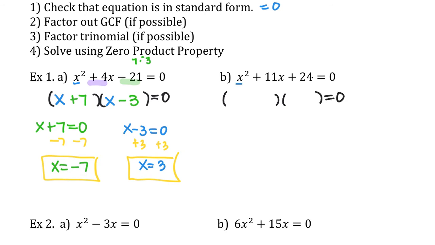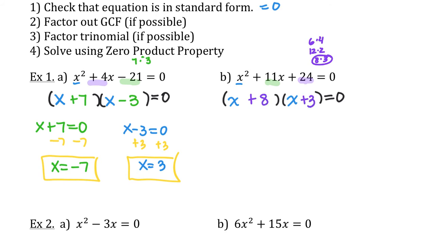Again, this is x to the second, so it must be x times x. Okay, I'm going to think of factors of 24. And then I'm going to make sure they add up to 11. So for 24, I could do 6 times 4. 6 plus 4 is 10. How about 12 times 2? 12 plus 2 is 14. 8 times 3. 8 plus 3 is 11. Okay, there it is. Positive 8, positive 3.